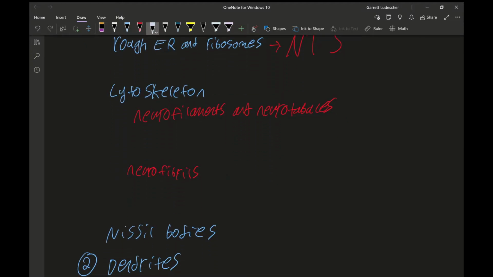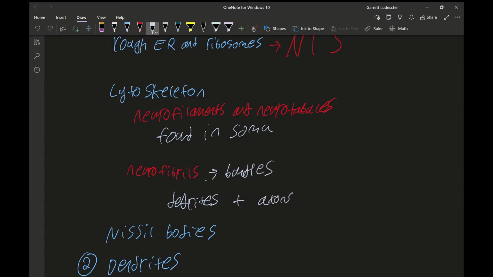Okay. Also, there is this stuff in the cytoskeleton called neurofilaments and neurotubules. This is just pretty much what makes up the soma and gives it its structure. So this is found in this soma. And the neurofibrils are really like bundles of neurofilaments that are found in dendrites and axons.